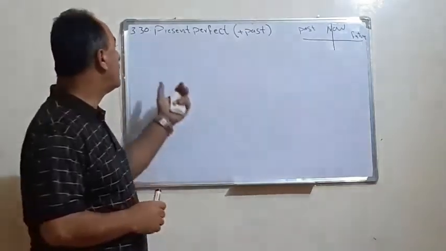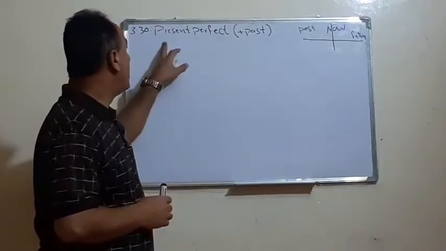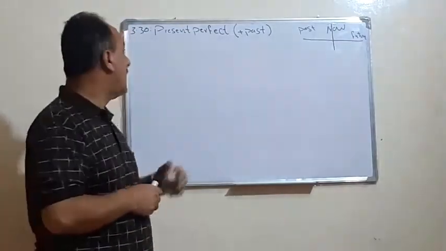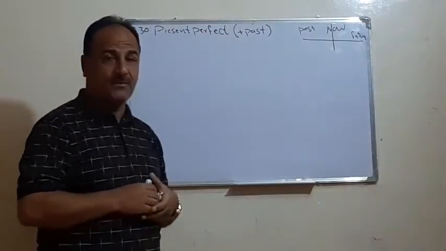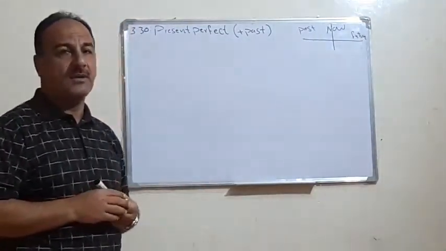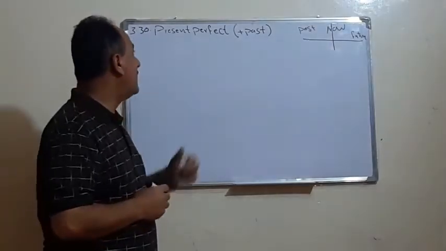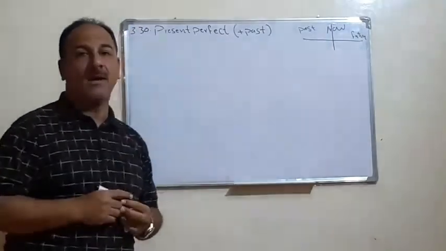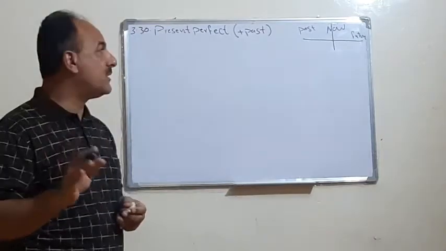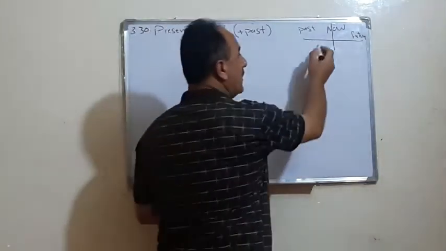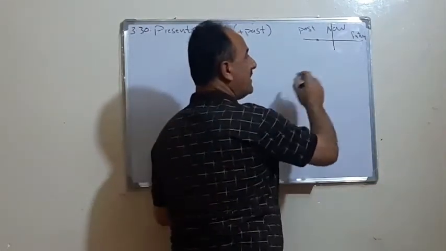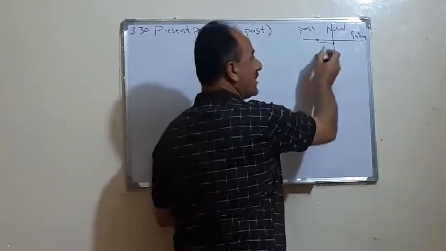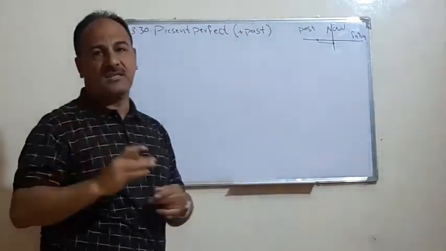Okay, my students, today we are going to take another tense, that is the present perfect. We dealt first with the past and the present. Today we have the present perfect. What is meant by present perfect? Present perfect refers to an action which started in the past and just finished. So it is finished, but just started.